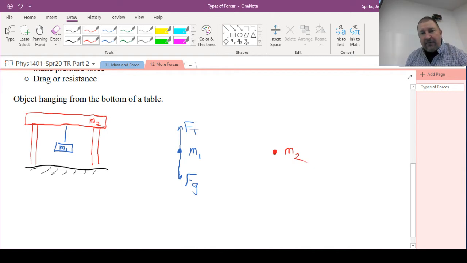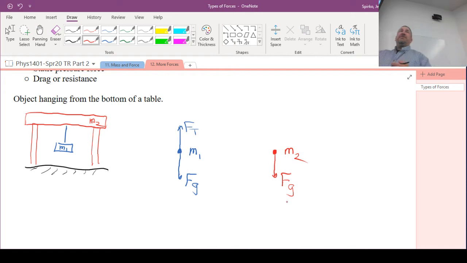And I don't want to forget to include Fg. And at this point I have a problem, because I have two different masses with two different forces of gravity, but I'm using the same symbol for both of them. Because my notation that I like to use always uses a capital letter F for force, and then the subscript is what kind of force it is. So the G stands for gravity, the T stands for tension. And I have two different gravity forces, so what I do here is I'll add another subscript to say which gravity force it is. This one's Fg2, and this one over here is Fg1.